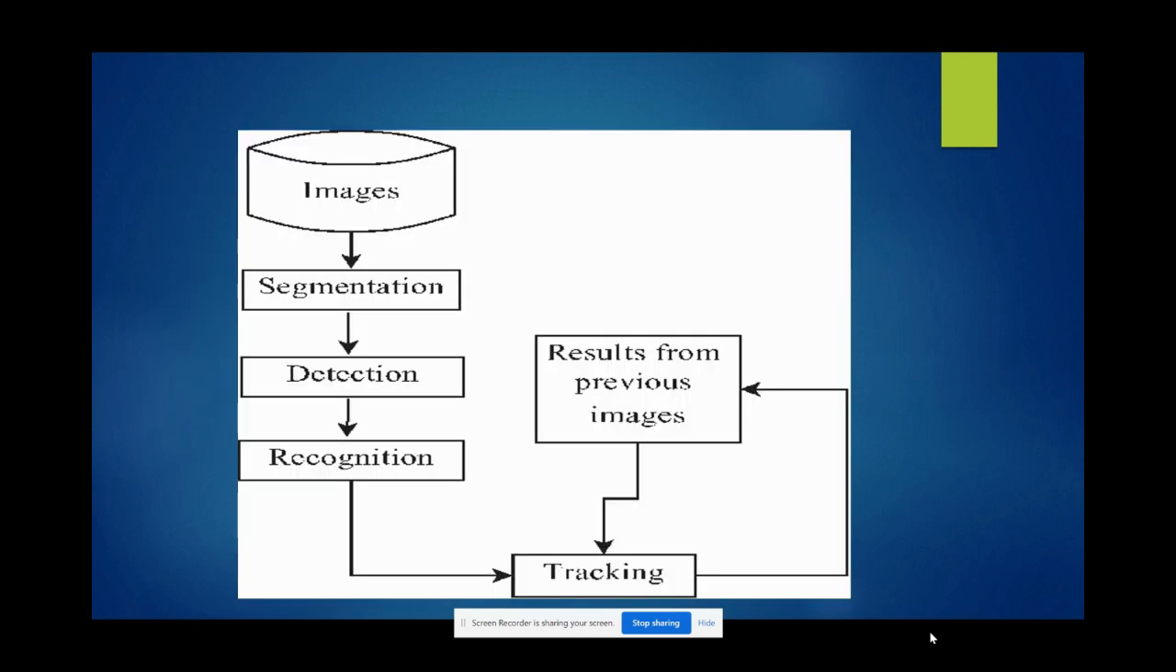This is the flowchart. Our dataset consists of images of traffic signs, and we are dividing those images into separate groups. After that, we are detecting. In the detecting, we are training the dataset. In the recognition process, the machine will recognize and keep track of the recognition images with the results from the previous images.